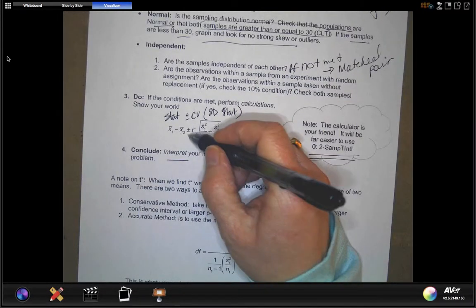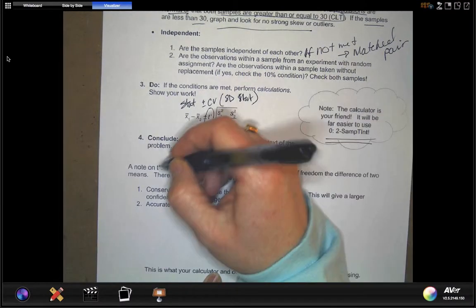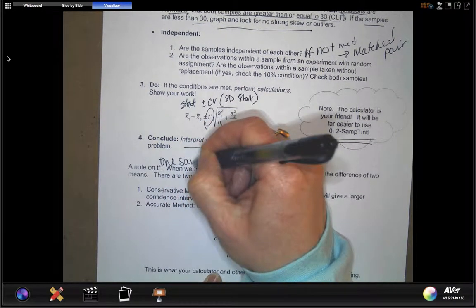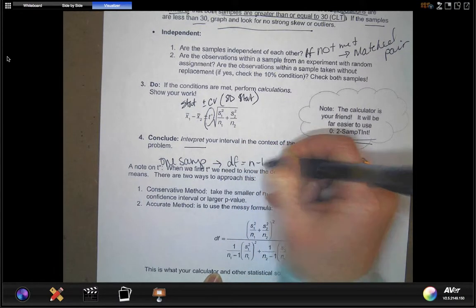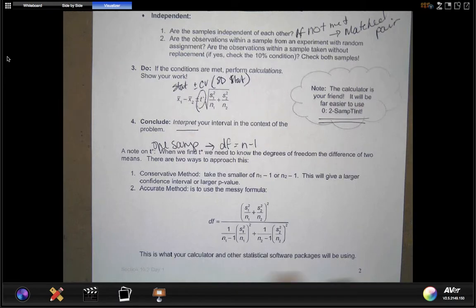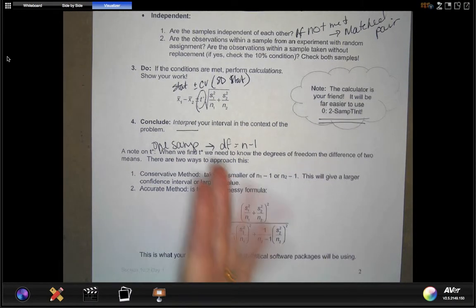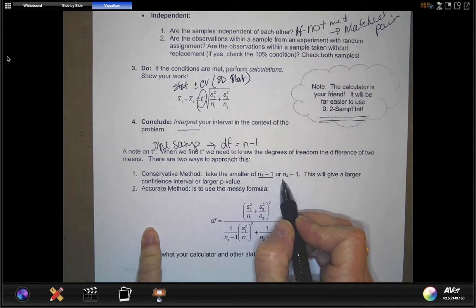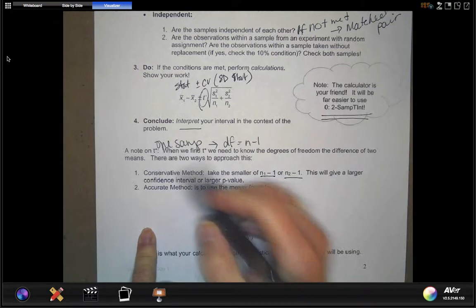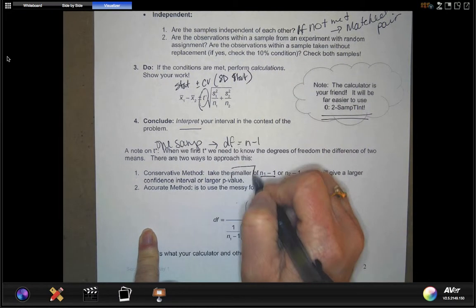Okay, this T star right here. If you remember back when we were doing 1 sample procedures, the T star, we would use degrees of freedom of n-1. Well, now we have a problem here. We have 2 samples, not just 1, so we have 2 n-1s: n1 minus 1 and n2 minus 1. So one way to figure out what degrees of freedom to use is to just take the smaller of the 2.